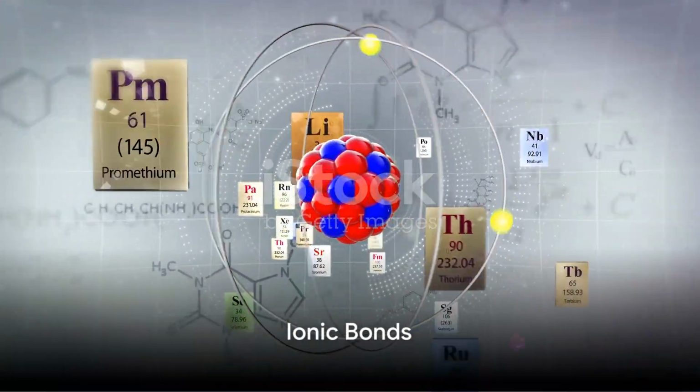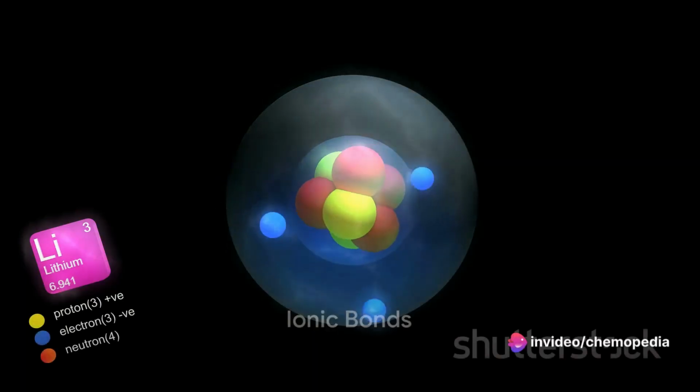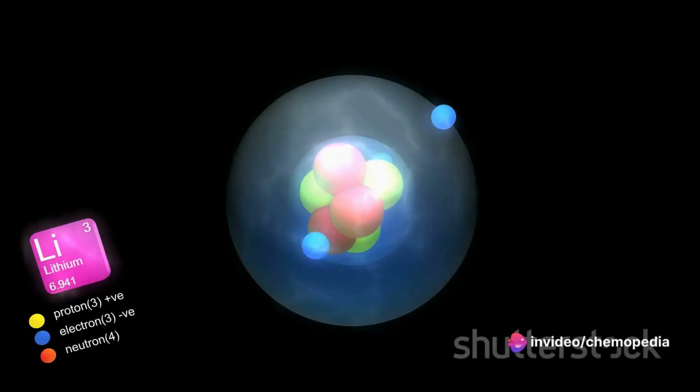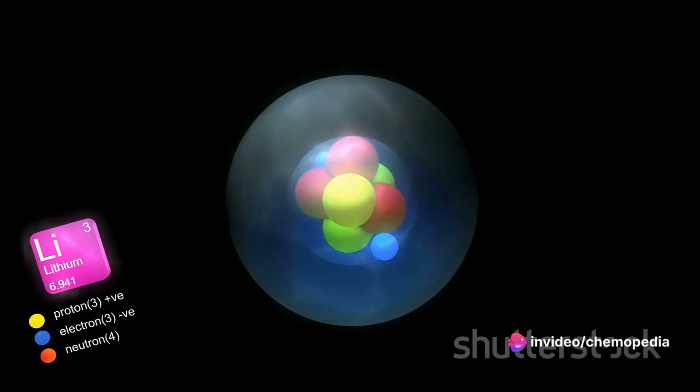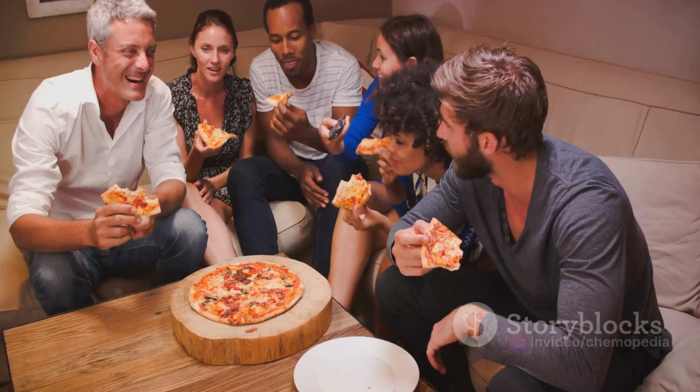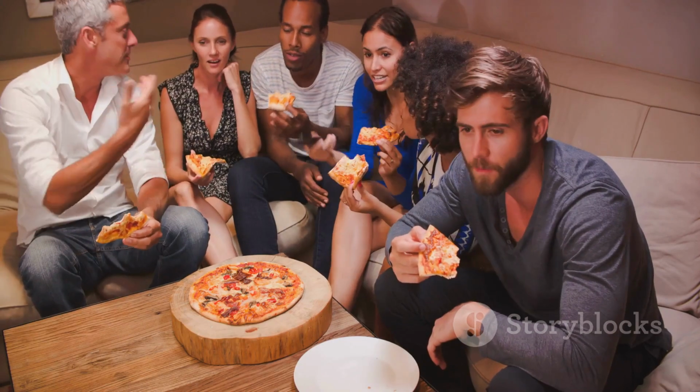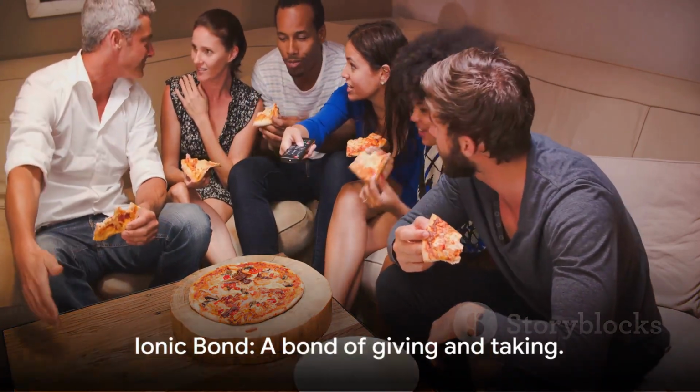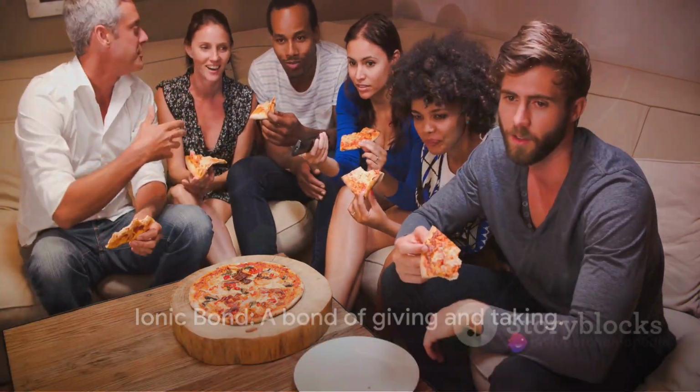Next, we have ionic bonds. These occur when one atom completely transfers its electron or electrons to another atom. Imagine a generous friend who gives away his entire pizza to another friend. That's an ionic bond, a bond of giving and taking.